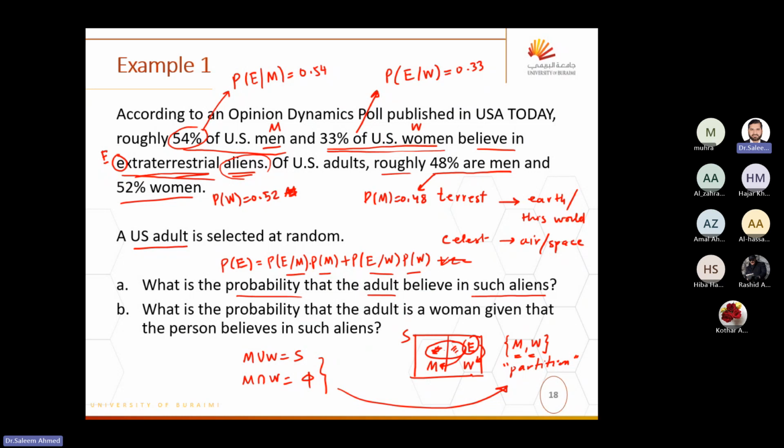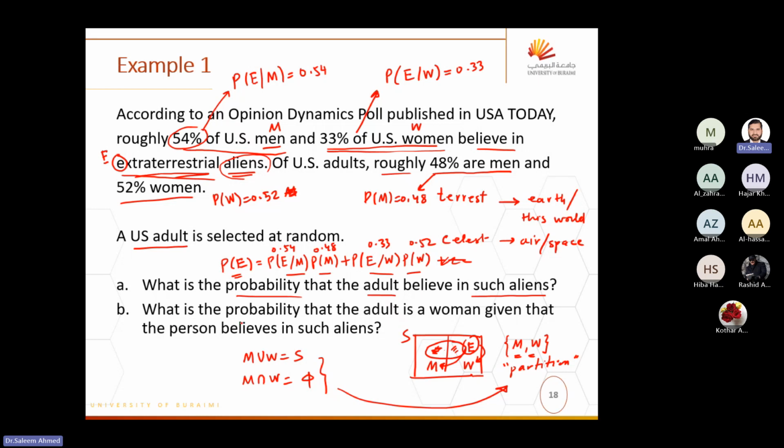So now you see all the probabilities are known to me. I can put them here. This first probability is 0.54 times 0.48. This is 0.54 and this is 0.48. Then this is 0.33 and women are 0.52. So if I replace all these values, I will get the probability of E.